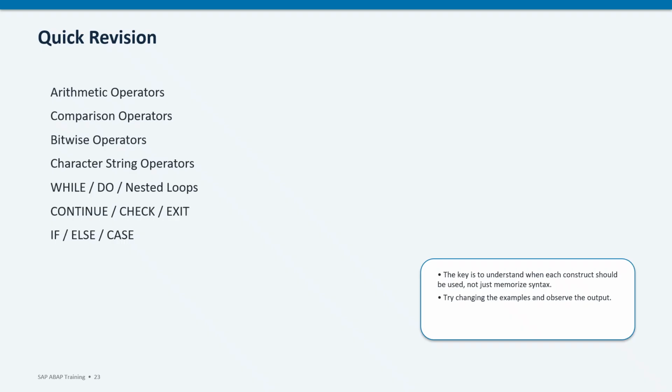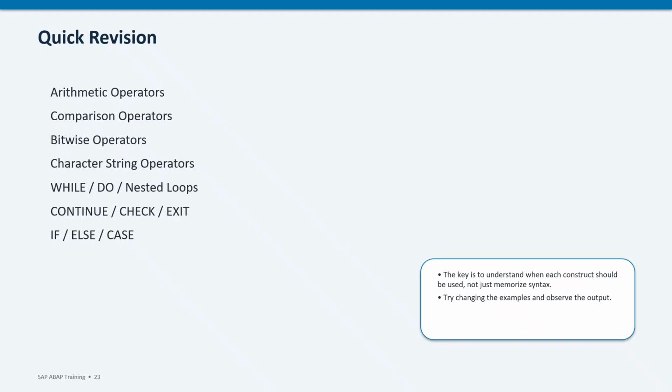Next we'll see a quick revision of the topics we covered in today's session. We learned comparison and bitwise operators. We also learned character string operators. We discussed WHILE, DO, and nested loops. And we learned CONTINUE, CHECK, and EXIT loop statements. Finally, we learned conditions, IF ELSE, and CASE decision making statements also. These are the fundamentals of writing an ABAP program.